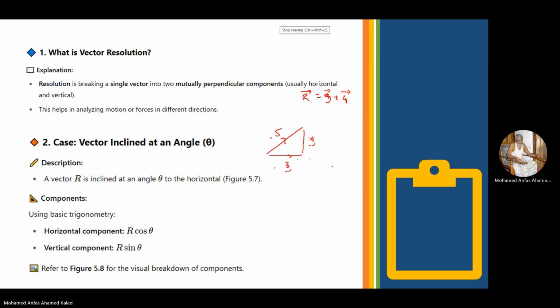We can break a single vector into two mutually perpendicular components. Usually we use horizontal and vertical, but any directions can be considered as the base for this vector, as long as these two components are perpendicular to each other.